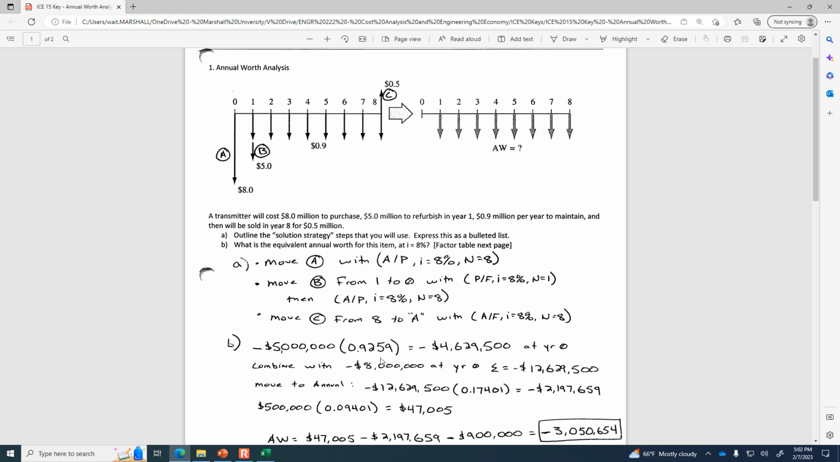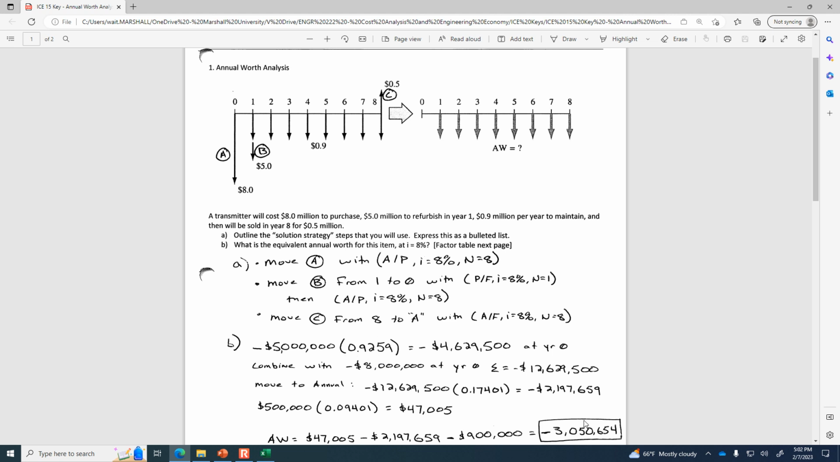Does the factor table really have that much precision in it? Wow, I'm surprised it's got so many digits. Find A given P, find A given F. Yeah, there's more digits there than I would have guessed. Should we have rounded that off though? Yes, we should. So how many digits?